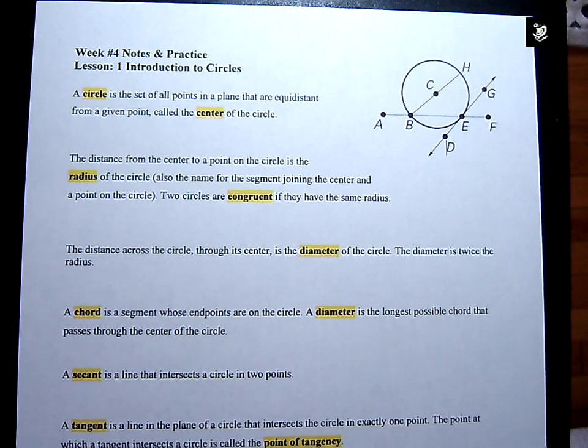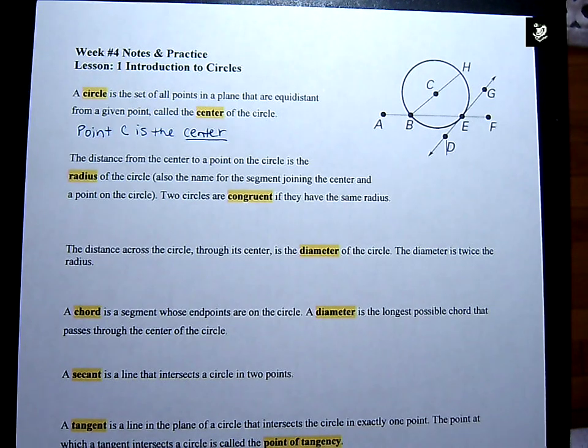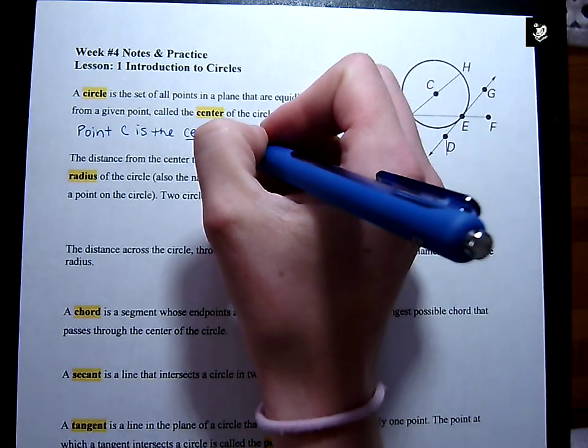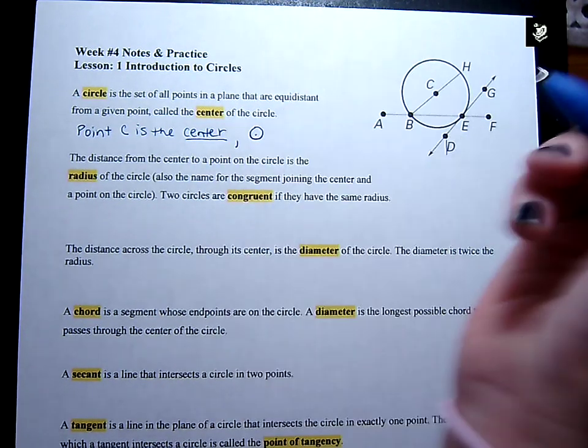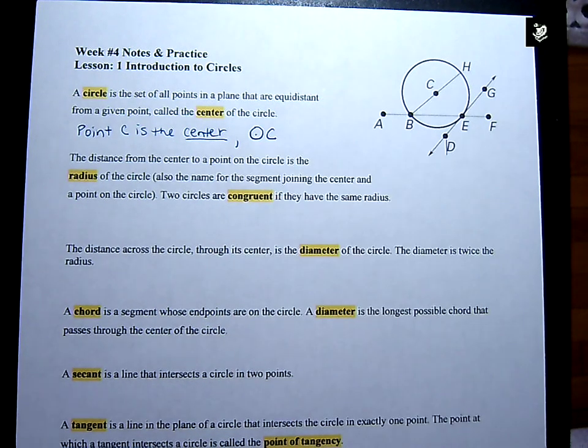So looking at this image on the right, which letter do you think represents the center of the circle? So if you picked C, you would be correct. And the way that we write the notation is we draw a little circle with a point in it, and we'd say that this is going to be called circle C. So we always name a circle based off its center.